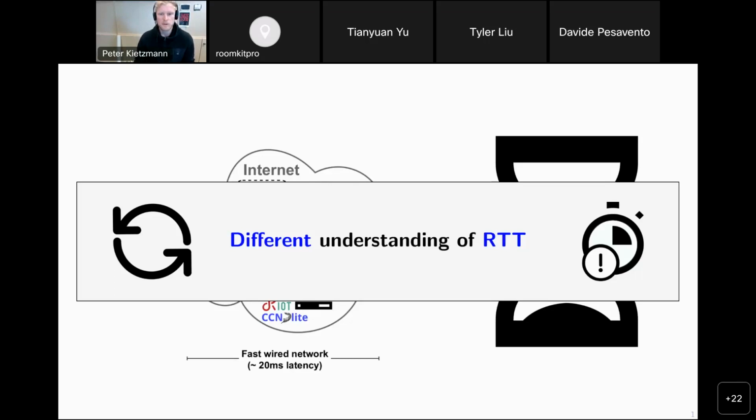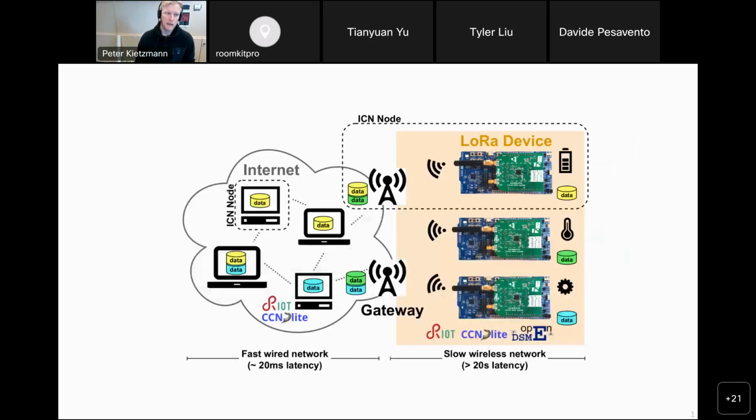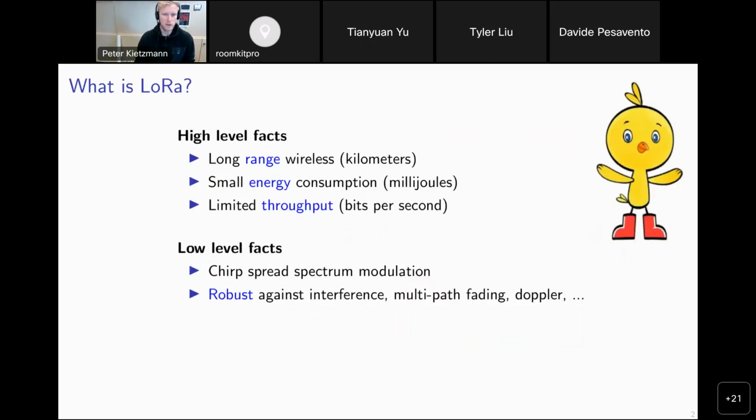So we start from this observation that regular networks and edge networks have a different understanding of round trip times, which affects the timing behavior and state configuration of nodes. In our case, we consider a LoRa-based constrained IoT network at the edge, which introduces delays on the order of 3 orders of magnitude above those of a wired network. But first of all, what is LoRa?